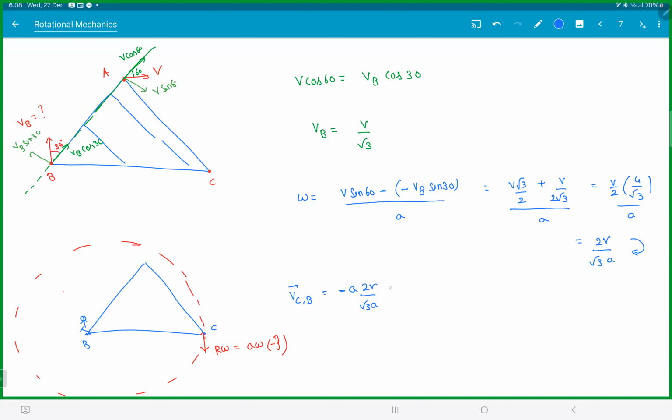The velocity of C in the ground frame is velocity of C with respect to B plus velocity of B with respect to ground. Minus 2V by root 3, and B is going up, so VB is again V by root 3. Minus V by root 3 j cap. Check.